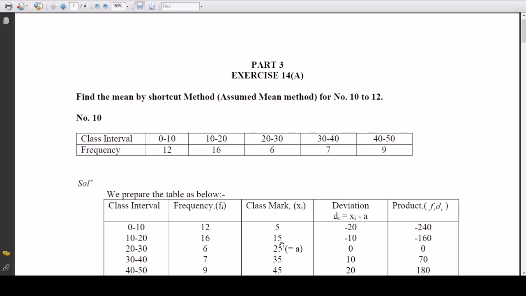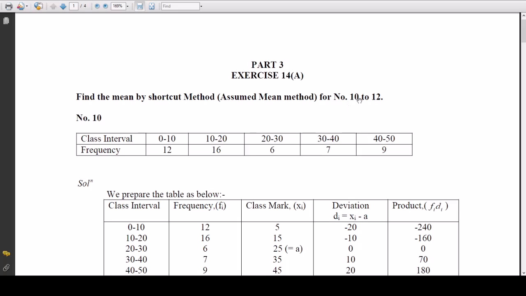Okay, welcome student again. Now we'll be discussing part 3 from chapter 14, which is on statistics. Continuing from the last part, which is part 2, here we're moving ahead with the exercise number 10. Here we have to find the mean by the shortcut method, that is the assumed mean method, for the problems from number 10 up to number 12.